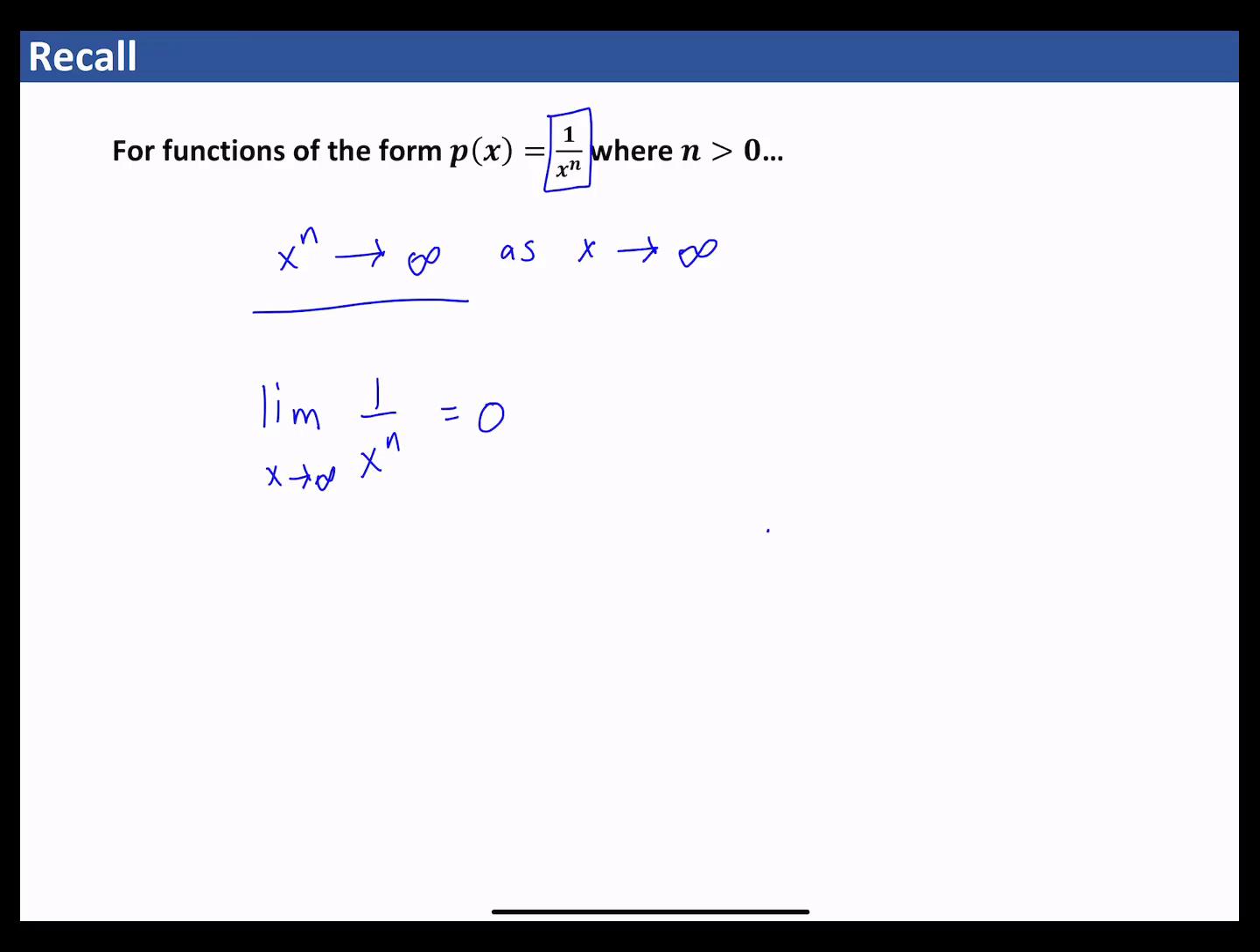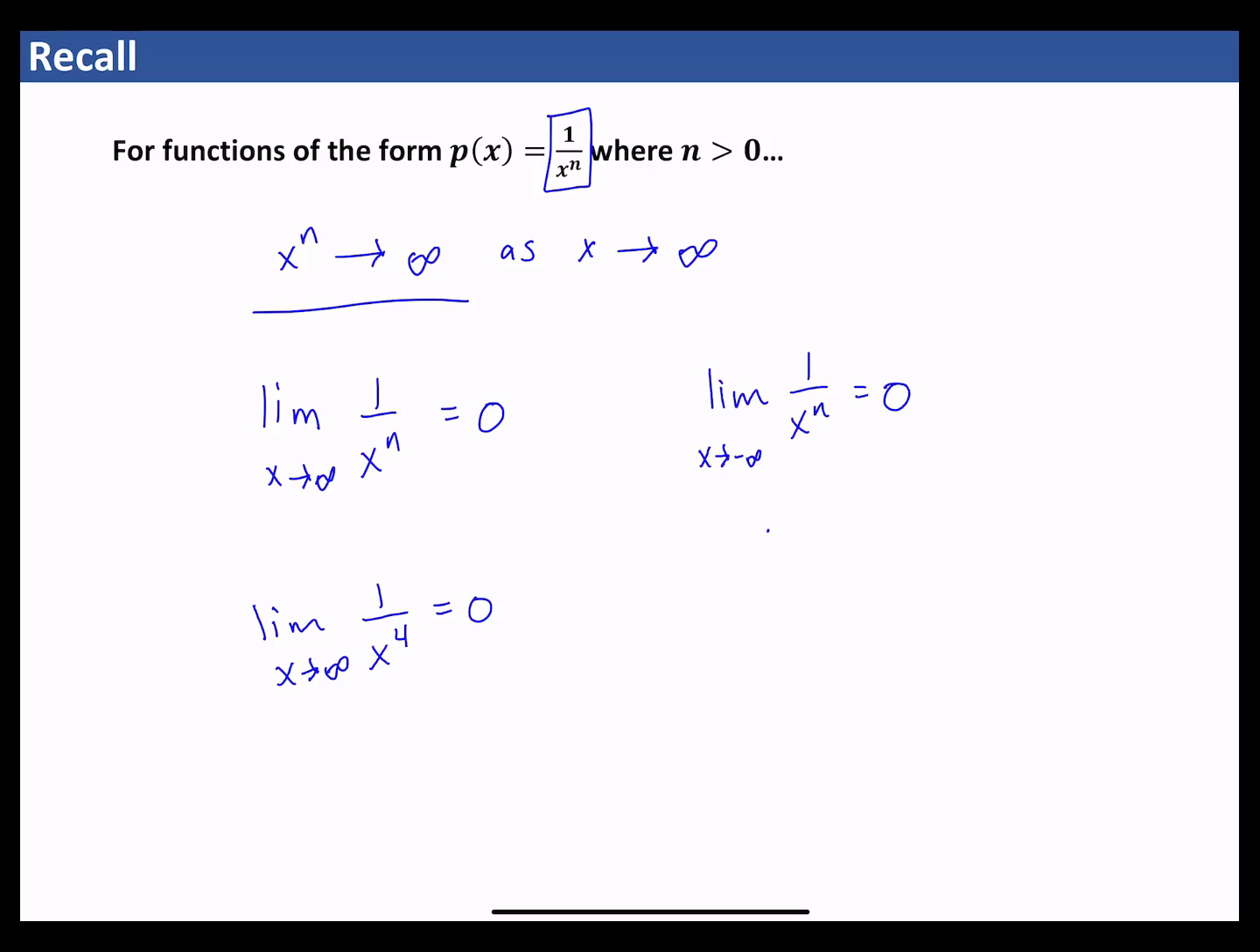The same is true when x is decreasing without bound. The limit of 1 over x to the n as x decreases without bound also equals 0. Thus, anytime we encounter a quantity, such as 1 over x to the fourth, this quantity will approach 0 as x increases or decreases without bound.